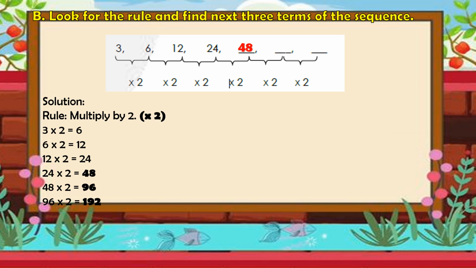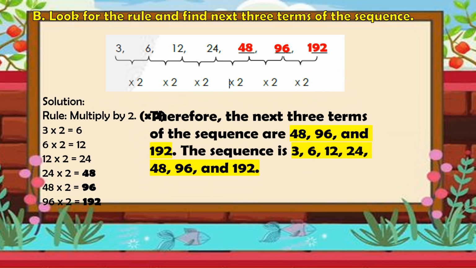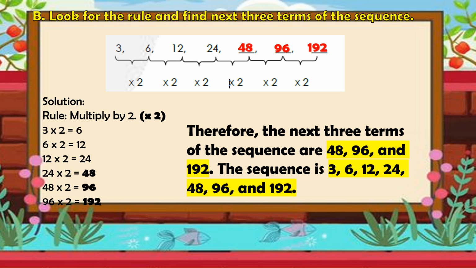Then 48 times 2 is equal to 96. And then 96 times 2 will be 192. Therefore, the next 3 terms of the sequence are 48, 96, and 192. So the sequence is 3, 6, 12, 24, 48, 96, and 192.